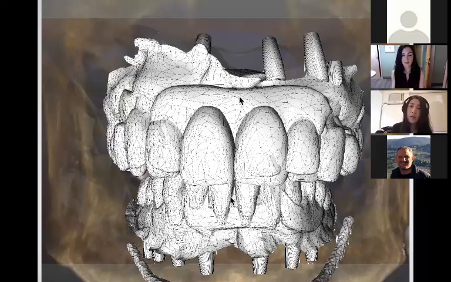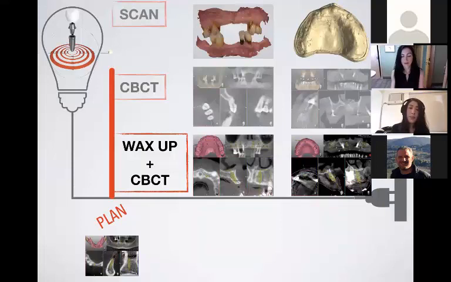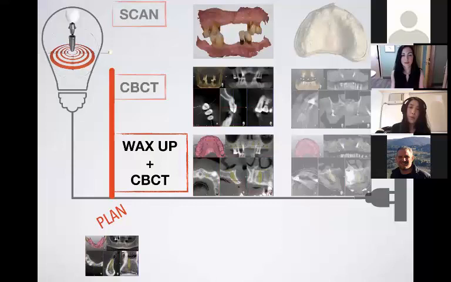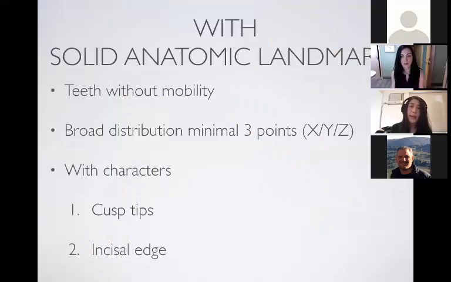So for this part, the superimposition, as I addressed previously, I will break down into two different case types. Number one is when the patient has some solid anatomy landmarks. As you can see from the scan file, the patient still has some teeth that can be utilized to put these two pieces of information, your scan and your bone information, together in the software so it can recognize them.